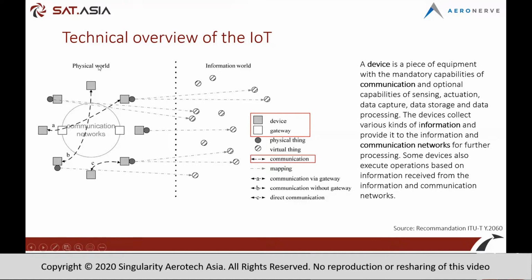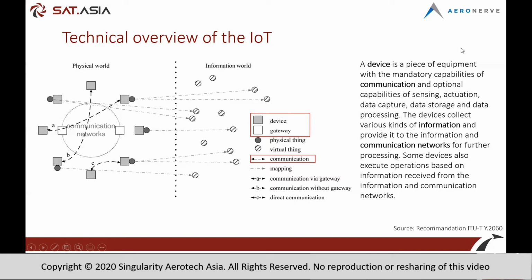In order for the physical things in the world to connect to the information world, you need to have something called communication network. And for them to get into the communication network, you have to go through these things called gateway. Gateway is kind of like your Wi-Fi hotspot. In an office environment it is your Wi-Fi hotspot. Server itself is connected, it contains the information world.